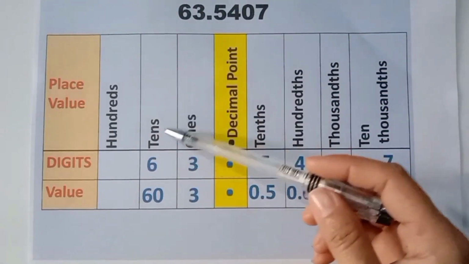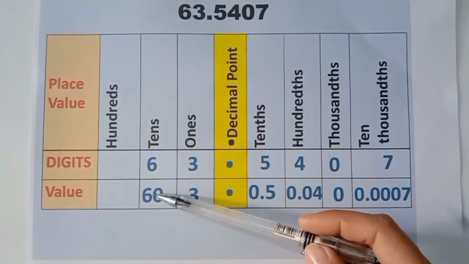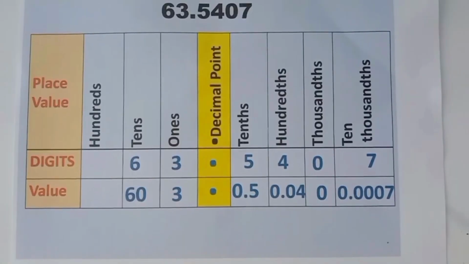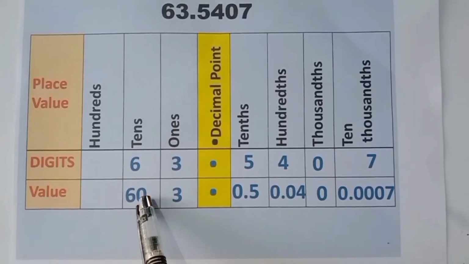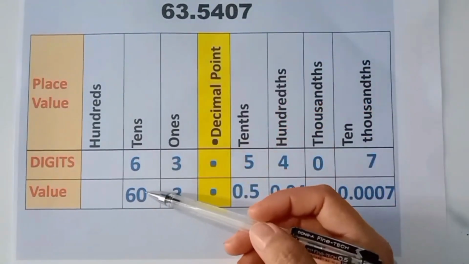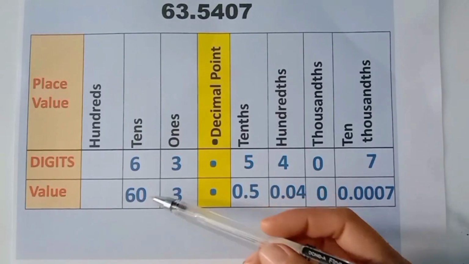So, ang 6 ay nasa 10's place, so siya po ay 60. Okay? So, bakit siya naging 60? Ang gagawin natin, itong 3 na ito, we are going to replace it with 0. Kaya na siya naging 60.